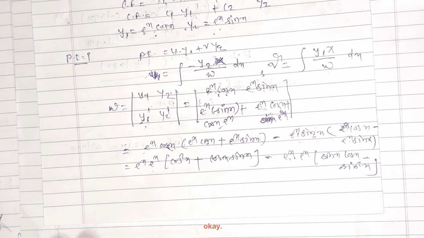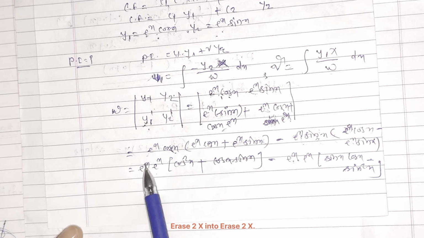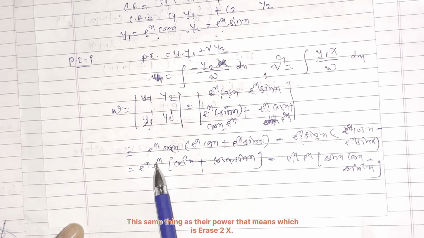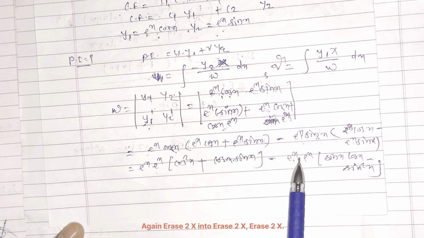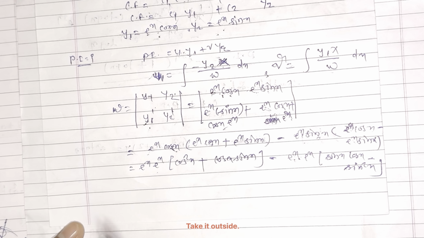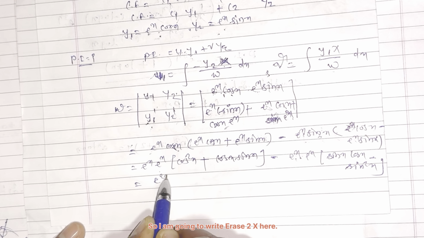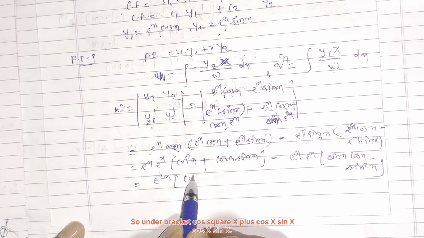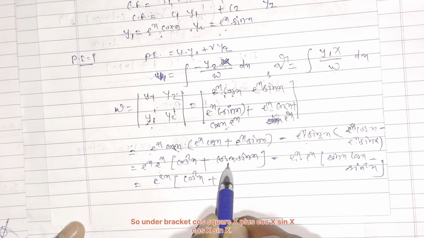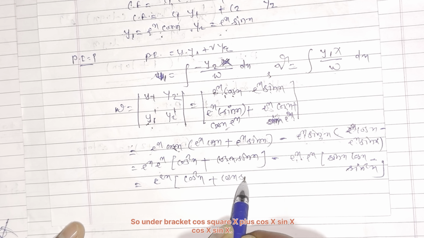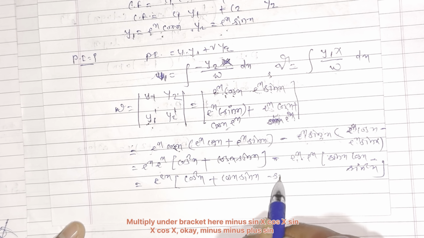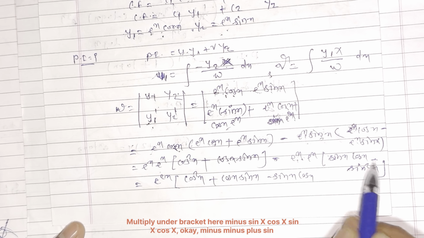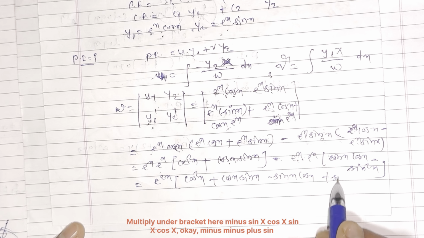Now see what we have here, e raised to x into e raised to x. The base is the same, so add their powers, which is e raised to 2x. Again e raised to x into e raised to x, e raised to 2x. These two terms are common here, take it outside. So I'm going to write e raised to 2x here. Under the bracket, cos square x plus cos x sin x, minus sin x cos x, minus minus plus sin square x.